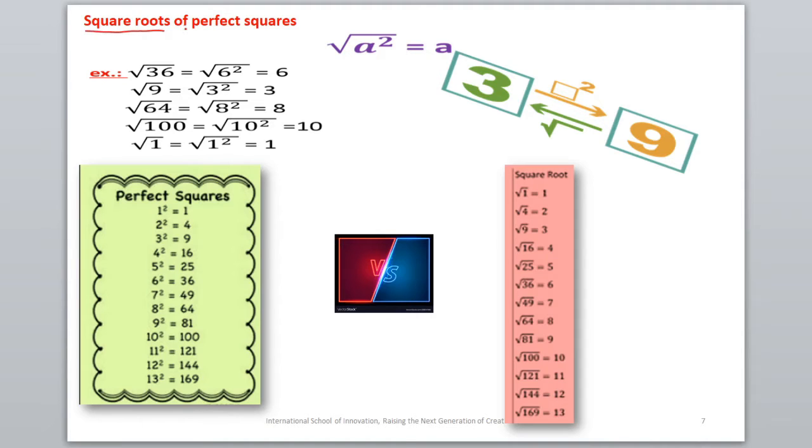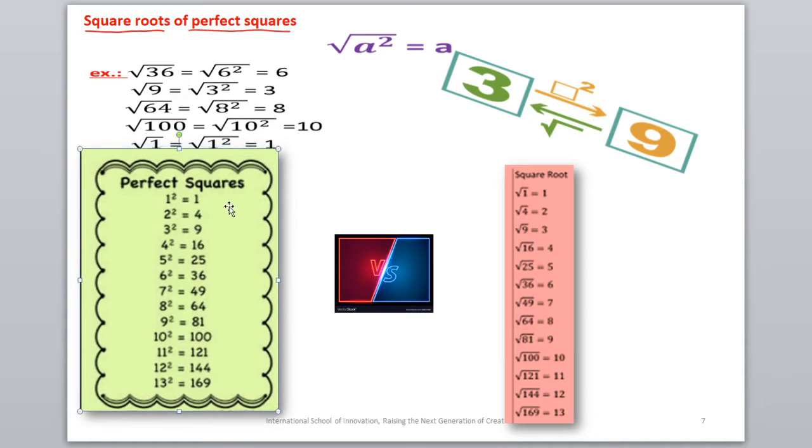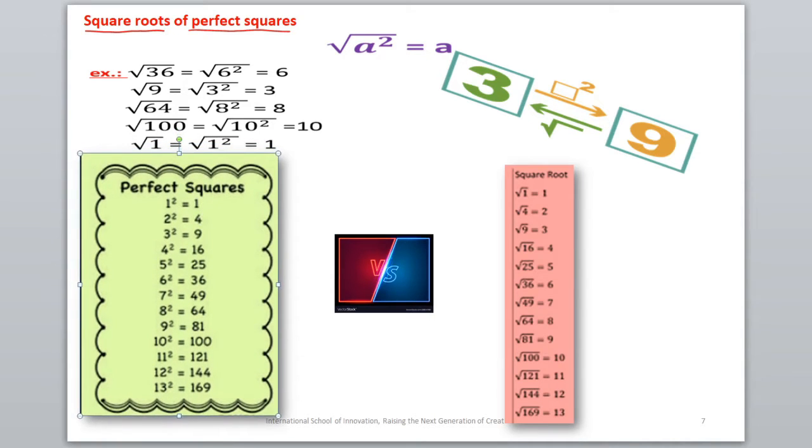Square roots of perfect squares. What do you mean by square roots of perfect squares? Before we talk about this, let's look at this table and at this table. Look at this table first. Let me make it bigger a little bit, to see it well.